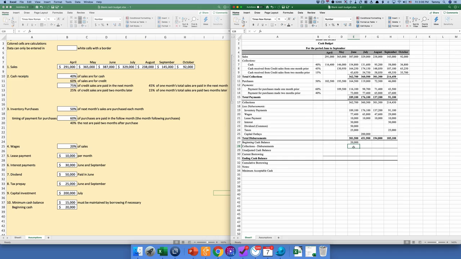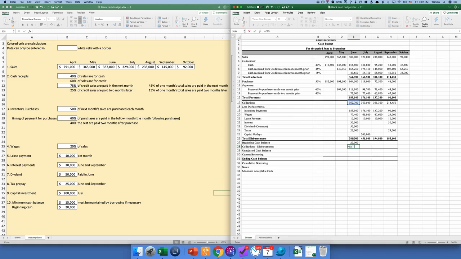What we want to do now is figure out whether we had a positive or negative cash flow for the month. I can see that it's negative. I collected $362,000 and I disbursed $381,000. So I had a negative cash flow for the month of June of 18,800. And I'm supposed to keep 15,000 there in the bank. So my unadjusted cash balance, what I do, this is how you figure out whether you need to borrow money.